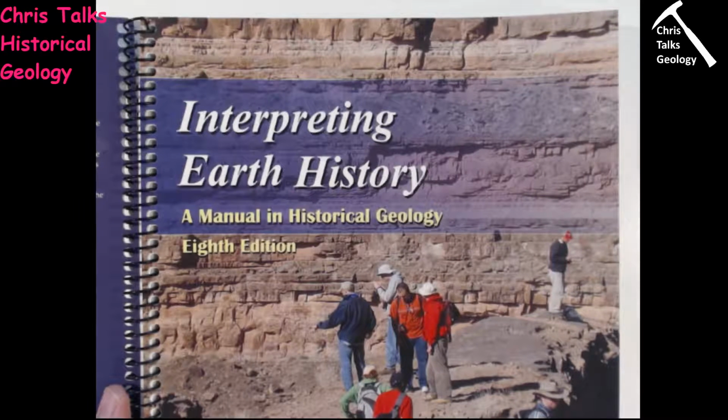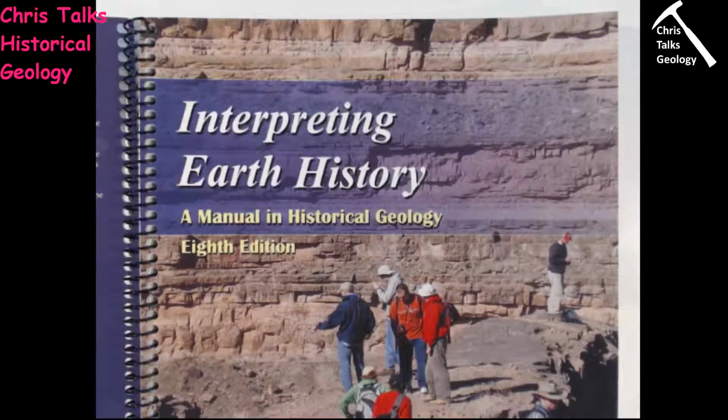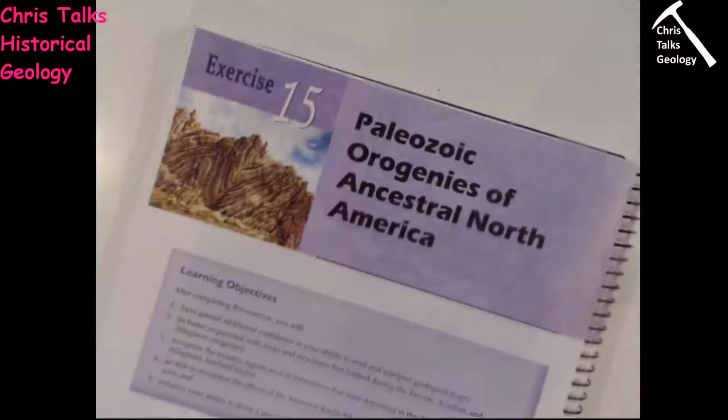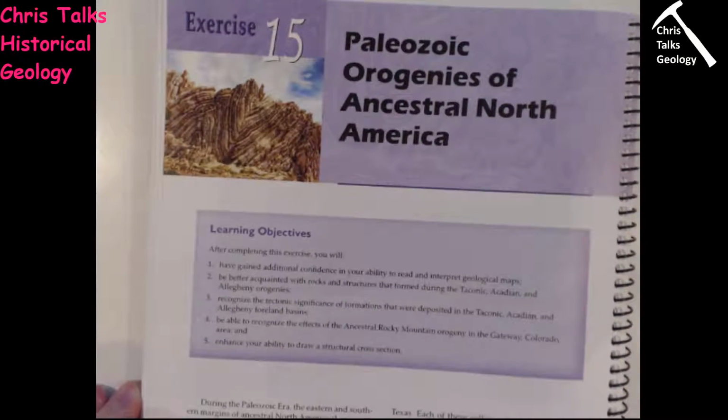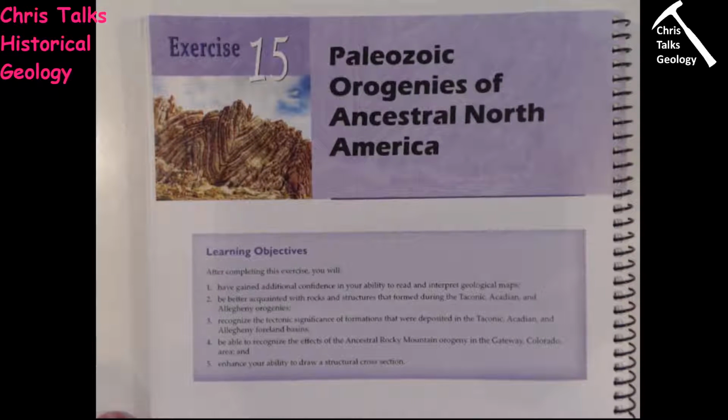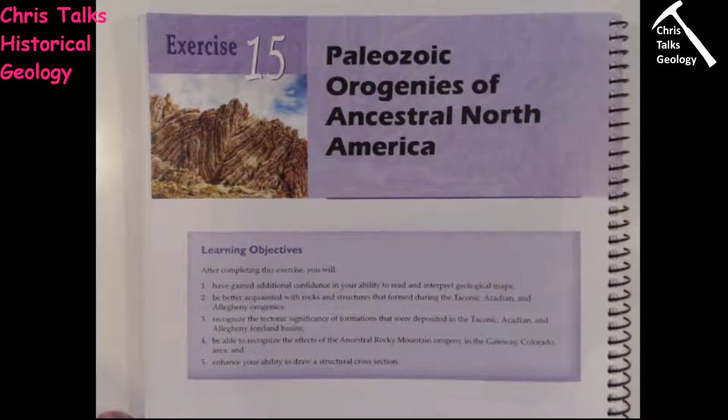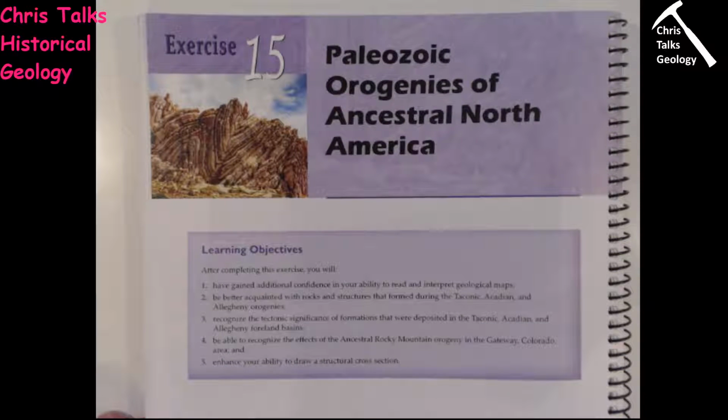Christopher White, and in this video we're going to be looking at exercise 15 from Interpreting Earth History by Ritter and Peterson. Okay, so you're going to want to turn to page 224, and on page 224 you'll find out that we are dealing with Paleozoic Orogenies of Ancestral North America. So we're going to be focused on the eastern coast of North America.